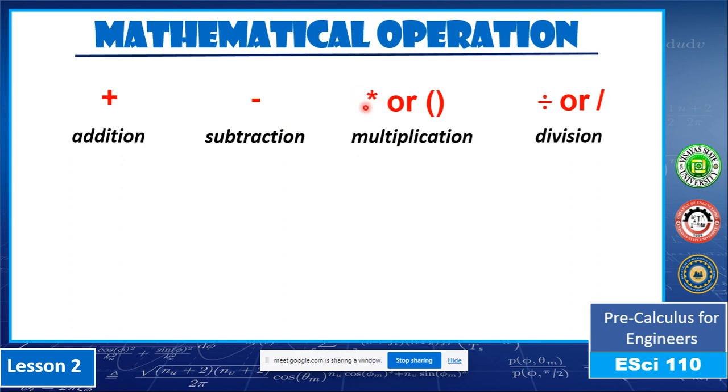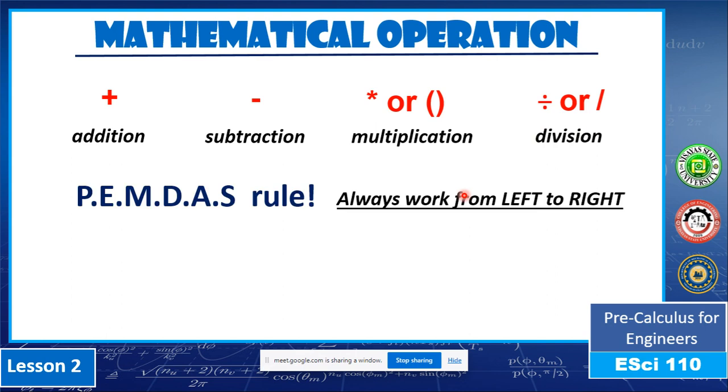Medyo obsolete na si x. Move on na tayo kay x. Dito na lang tayo mag-adapt sa parenthesis. Then for division, mostly ang common na ina-apply ng mga instructor or in engineering is this slash because it is easier. Unlike yung division na dalawang tuldok, bar, dalawang tuldok, medyo mag-consume siya ng time sa pagsulat. So ito yung pinaka mostly ginagamit, yung slash lang.